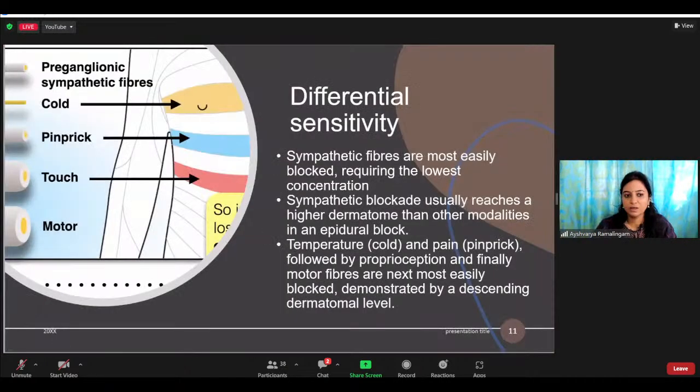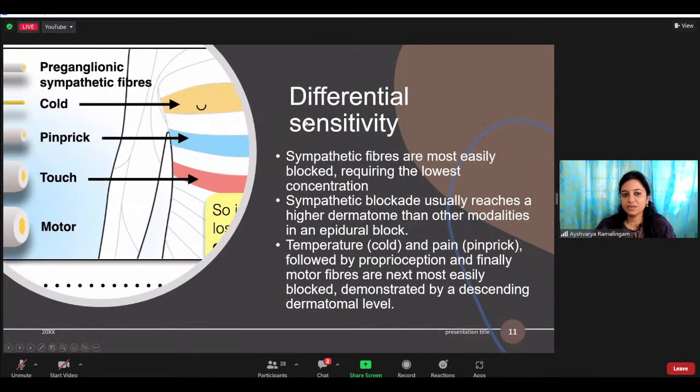You can see that the differential sensitivity is very much demonstrated in an epidural blockade. When you give an epidural anesthesia, you will first see that the cold sensation is lost, and then the pinprick, which is a sharp pain, and only then the touch and the motor fibers.